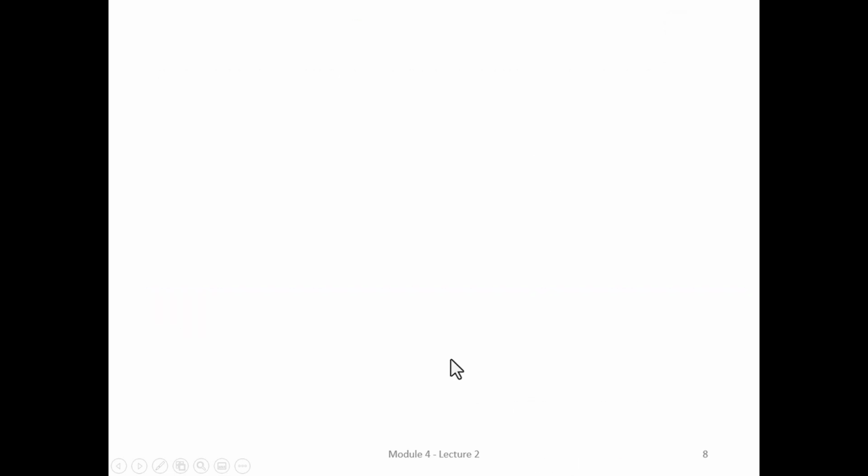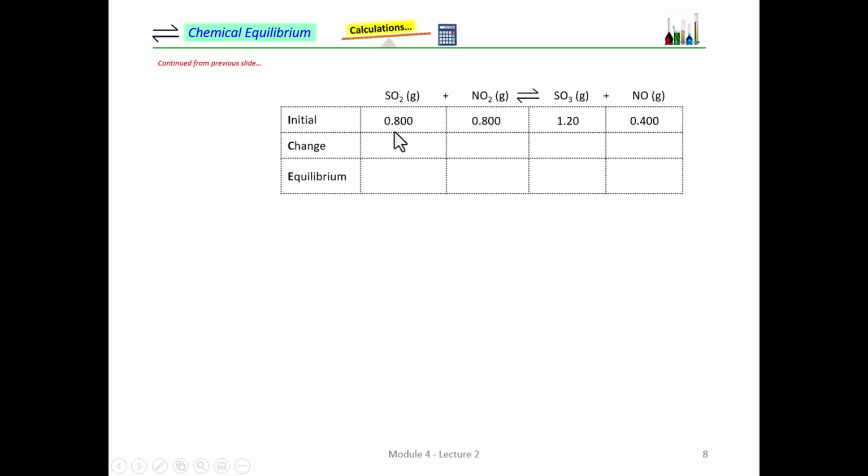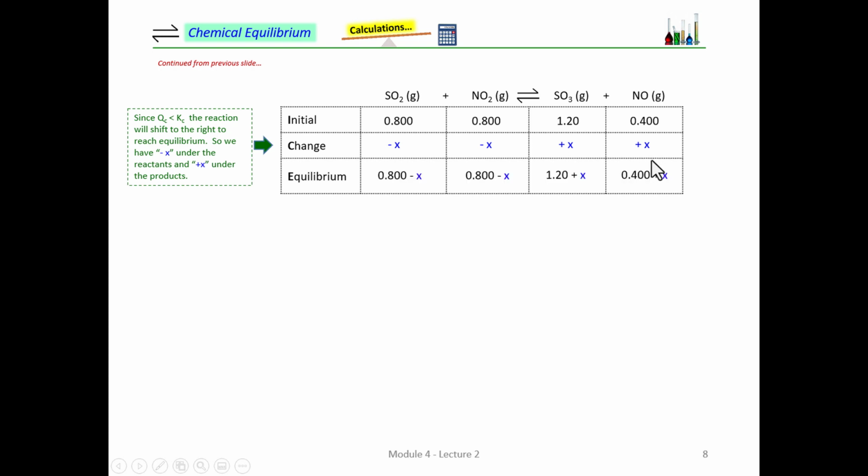Now, to see the results for this particular reaction, we can look here. Here are our initial conditions. We've decided that the change column has to look like this, because since QC was less than KC, the reaction would proceed to the right to reach equilibrium. So we have minus X on the left, plus X on the right. Here's our equilibrium concentration row. If we now substitute our equilibrium concentrations, in terms of X and the initial concentrations, into the equilibrium constant expression and set it equal to 3.75, our job is to solve for X.